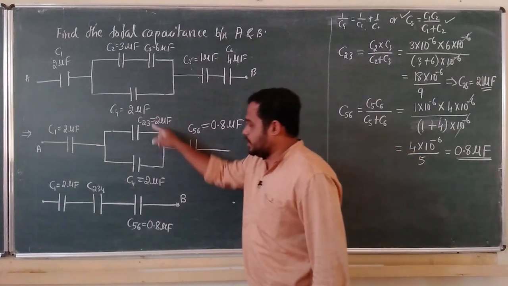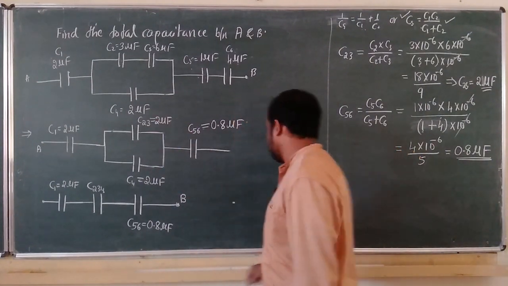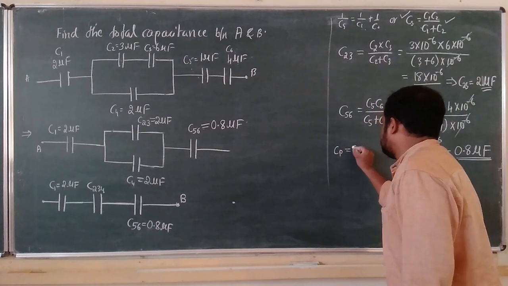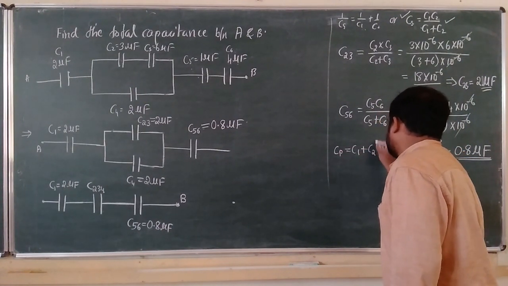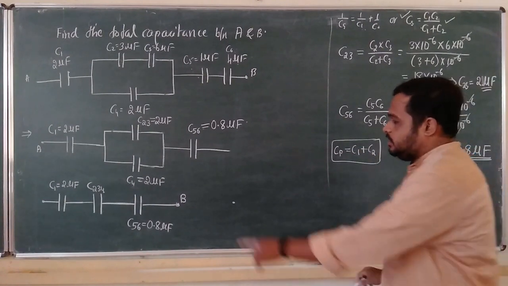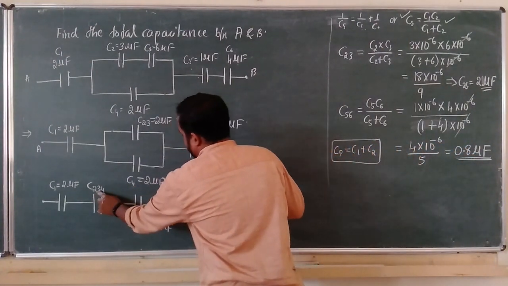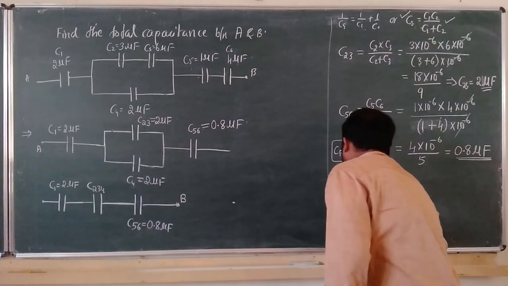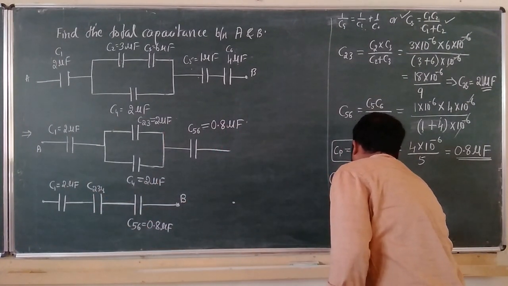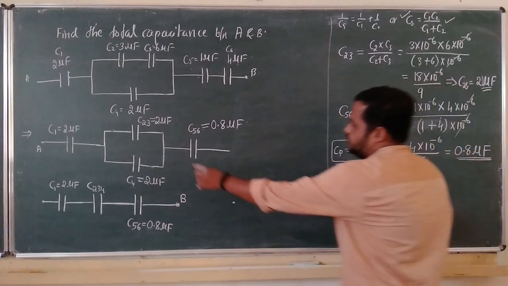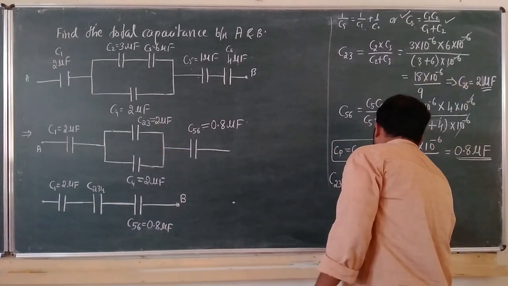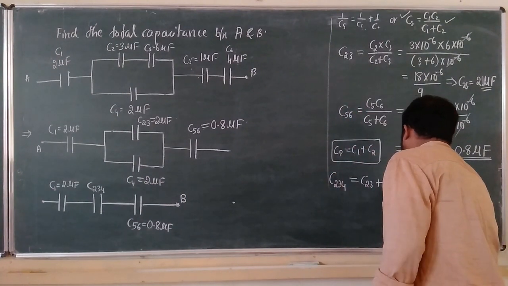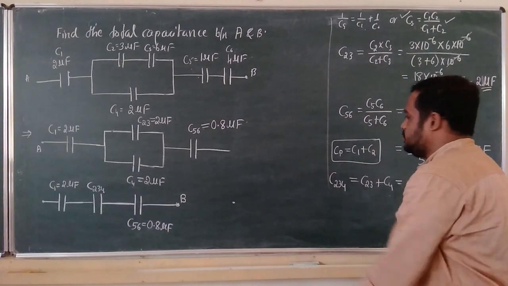Now these two capacitors are in parallel, a parallel combination. In case of parallel combination, we know that Cp is equal to C1 plus C2 for two capacitors. In this case, the effective value, where instead of Cp we use the notation C234. Therefore C234 is equal to, instead of C1 we have C23, instead of C2 we have C4, so C23 plus C4. Substitute the values.